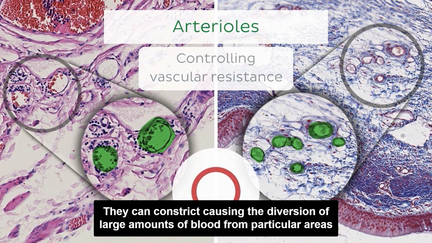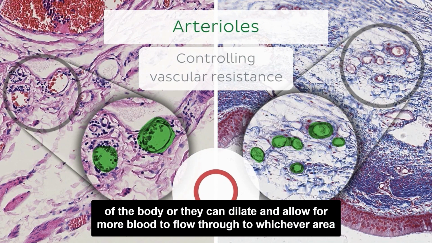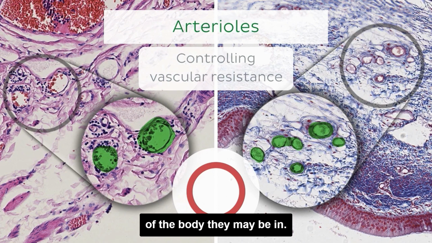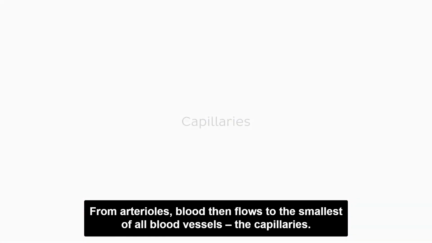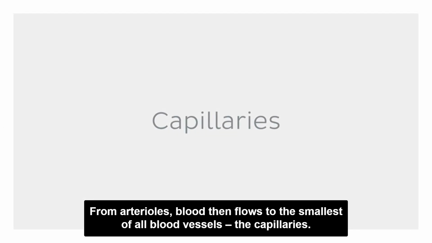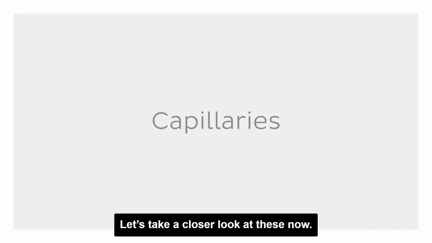They can constrict, causing the diversion of large amounts of blood from particular areas of the body, or they can dilate and allow for more blood to flow through to whichever area of the body they may be in. From arterioles, blood then flows to the smallest of all blood vessels, the capillaries. Let's take a closer look at these now.